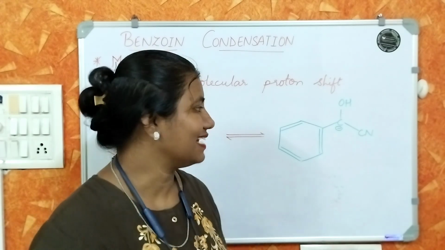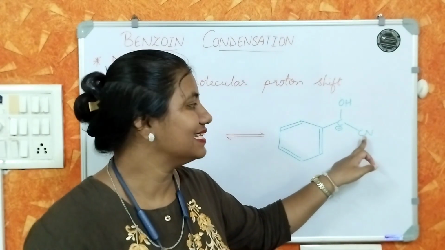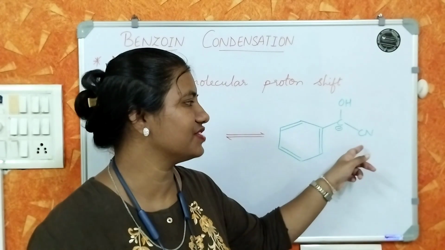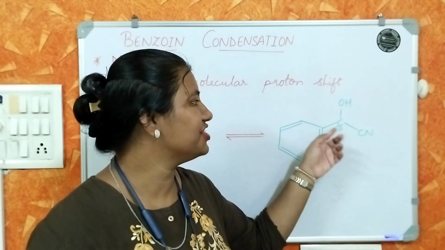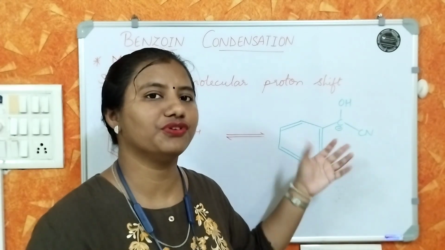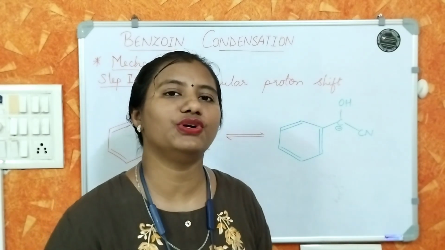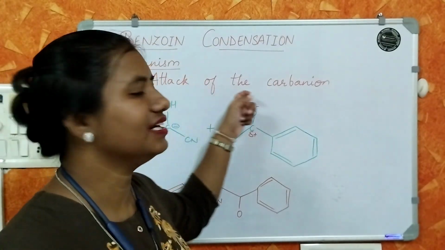Now, as we understand, here this carbon is attached to the cyanide group. That means this negative charge of this carbon is very much stabilized because of the cyanide group, as the cyanide group is going to conduct resonance and share this negative charge in the molecule itself. So therefore, this carbanion is a very much stabilized carbanion. Next, move on to the next step. In the third step, what we have is attack of the carbanion.